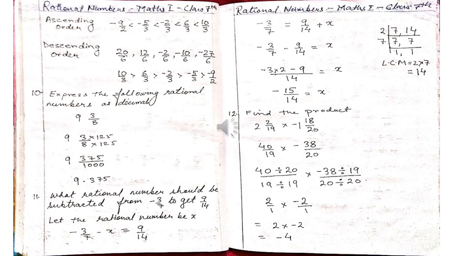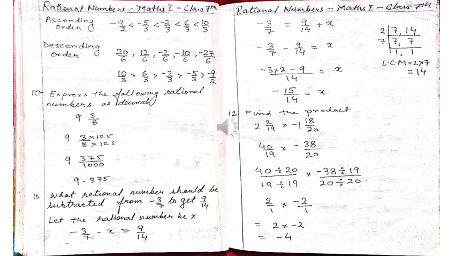Here minus 3 upon 7 minus 9 upon 14. Take the LCM and do the calculation. You will get minus 15 upon 14 is equal to x, because now you cannot divide it further.